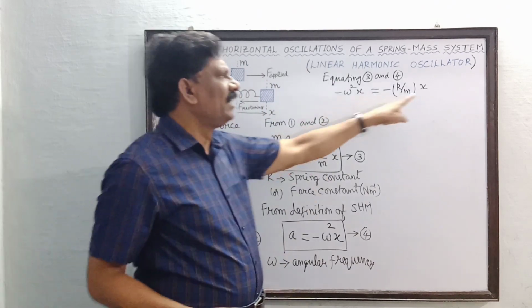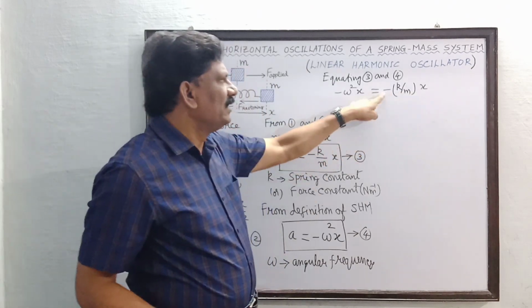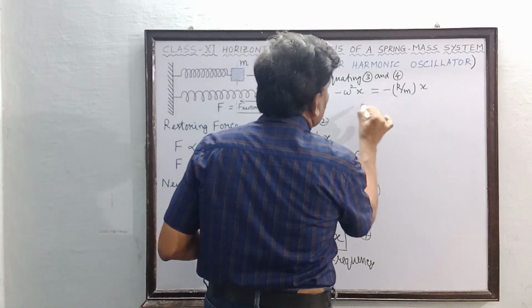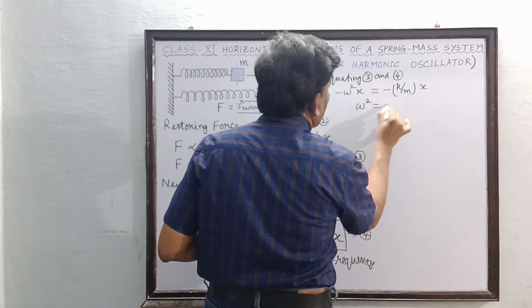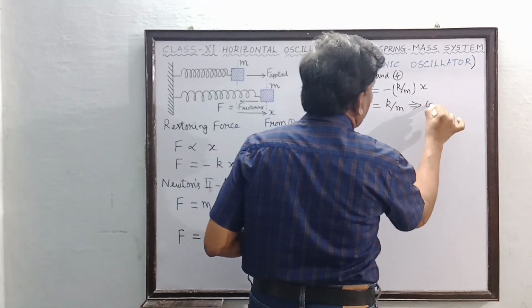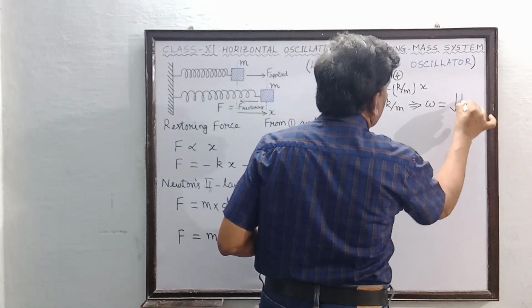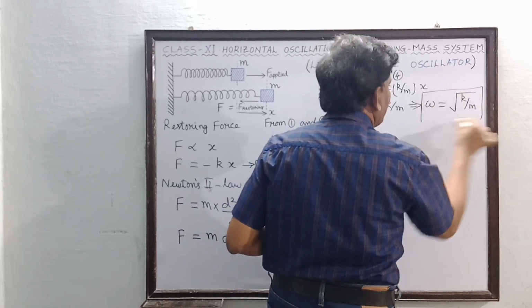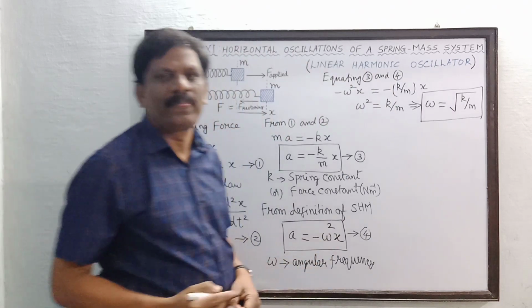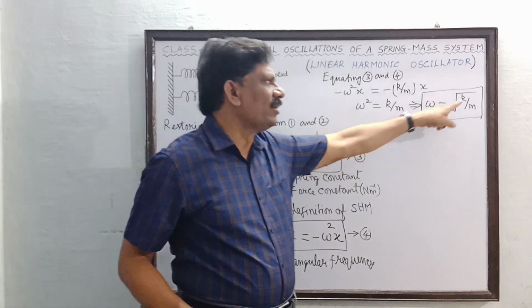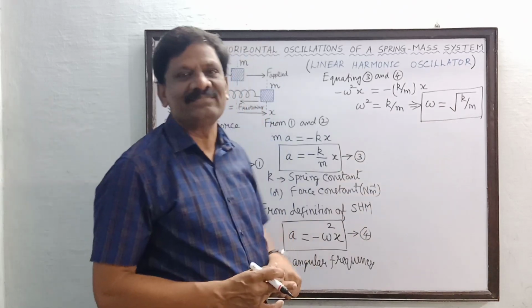So I can cancel x on both sides. This minus sign also will be cancelled. So omega square will be equal to k by m. This implies omega is equal to square root of k by m. So I will highlight this also. This is very important for us. Did you understand? The angular frequency omega is now equal to square root of k by m.